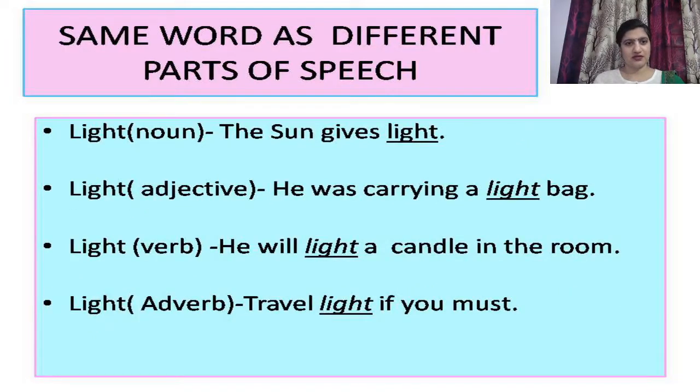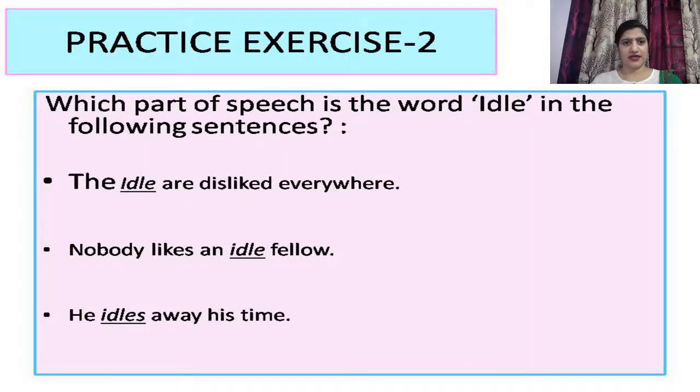Look at the word light used as noun, adjective, verb, and adverb in different sentences. The sun gives light. Light is a noun here. Adjective: he was carrying a light bag, but not so heavy, easy to carry. So bag is being qualified by the word light here. Light is an adjective. He will light a candle in the room, the act of putting on the light. So that is an action word now. Light as an adverb: Travel light if you must. It means not to carry too much stuff, bag and baggage, when you travel, because that makes your traveling tedious and tiring.